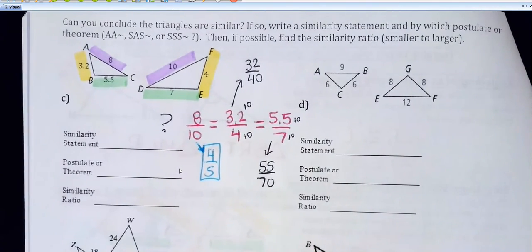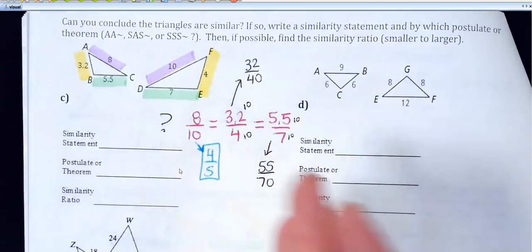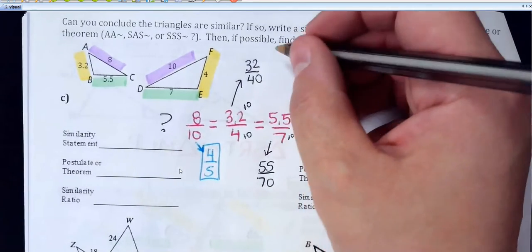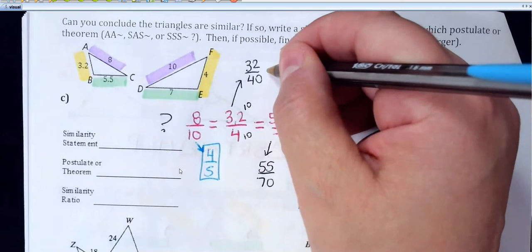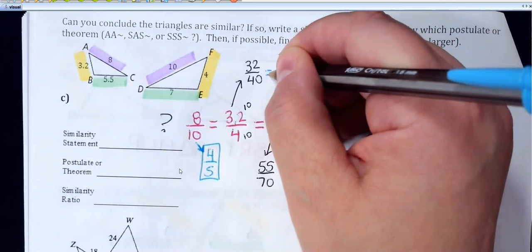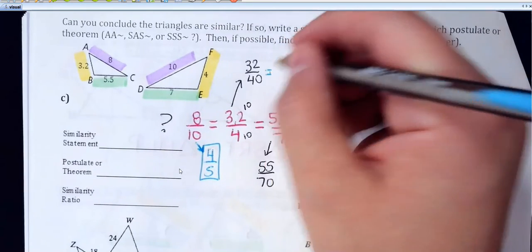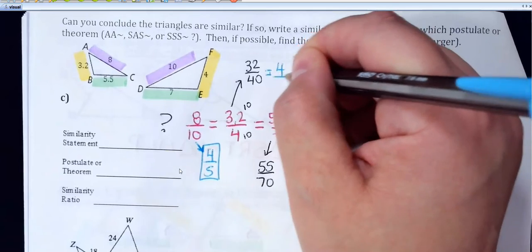Right, we can't write a similarity ratio. Here we can, though, because we got numbers for the sides. So 8/10 reduces to 4/5. I think we had that on the front somewhere. 32/40. Both of those are divisible by 8, right? So that would also be 4/5.